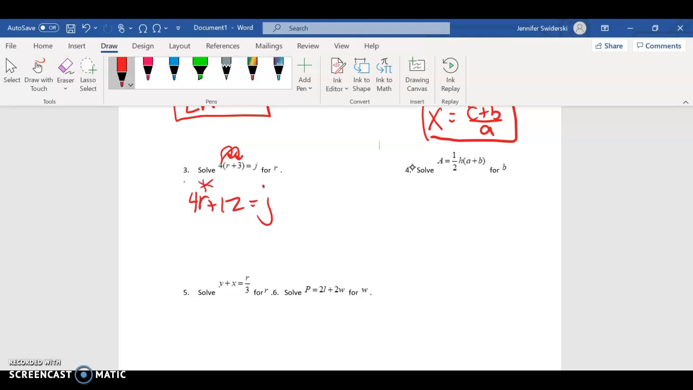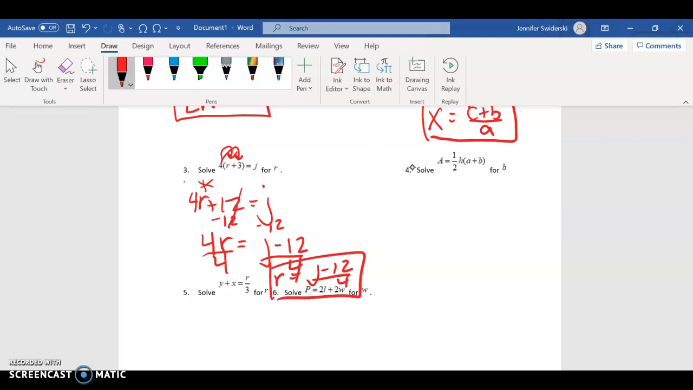We want to get R by itself. So to do that, I need to move everything else to the other side of the equation. I'm going to start by undoing this. The opposite of adding is subtracting. Subtract 12 on both sides. I'm left with 4R is equal to J minus 12. How do I get R by itself? Well, divide both sides by 4. I'm left with R is equal to J minus 12 over 4.